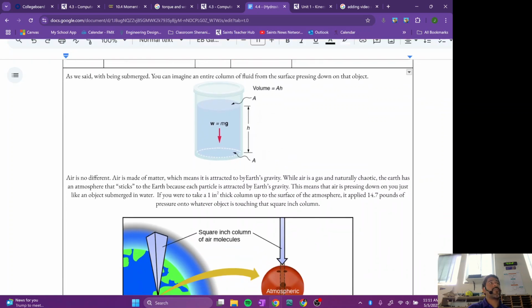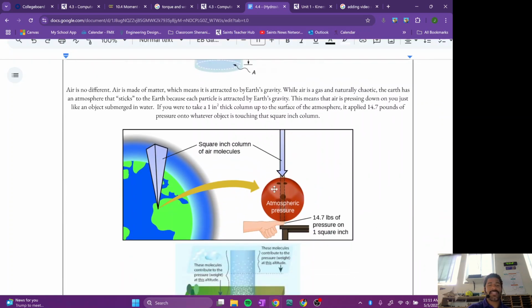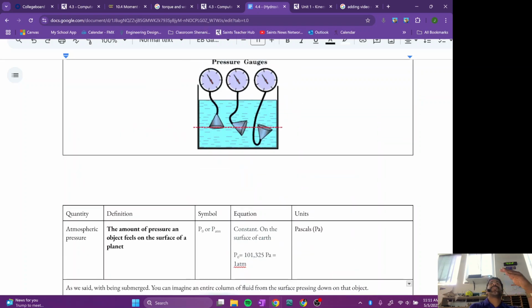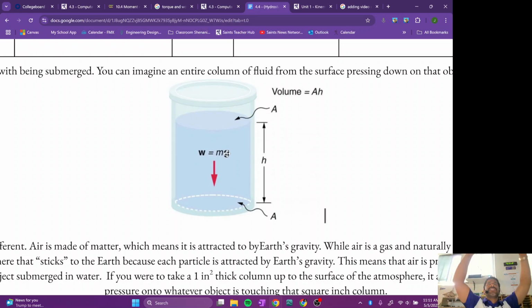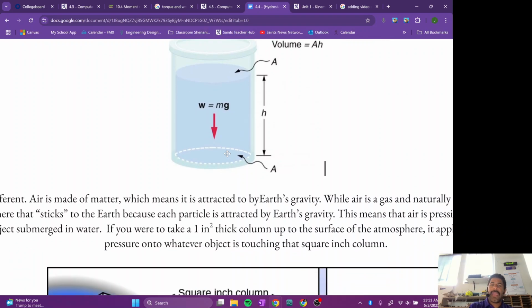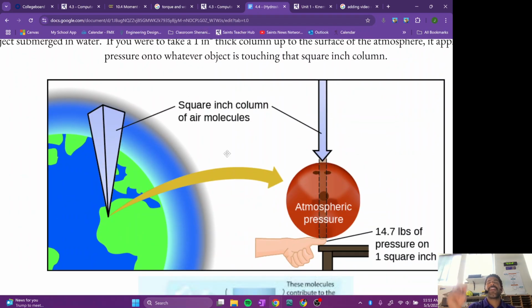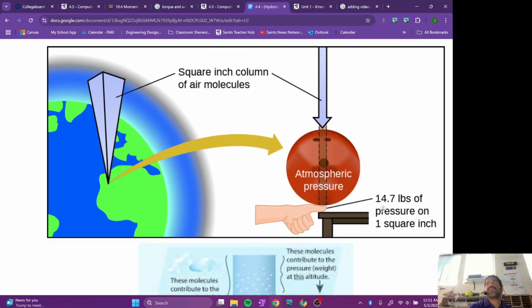The further up you go, there is less pressure. Essentially, we thought of pressure before as a column of fluid that is weighing on top of you. You can think of a column of air on top of you. If that column of air had an area of 1 square inch, it would press down on you with 14.7 pounds, like a bowling ball.